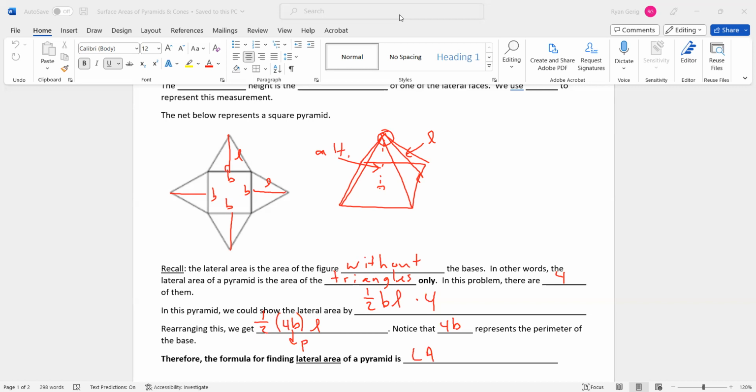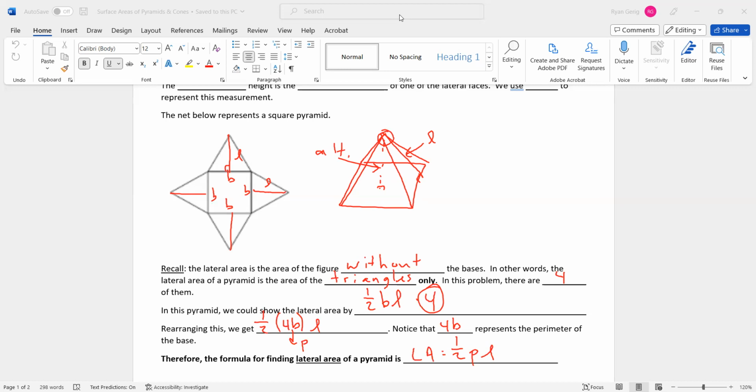The lateral area of a pyramid is 1/2 PL. I don't care if you have a triangular pyramid. Okay, and that number there would then be a 3. I could put 3 with B, and 3 times B would give me the perimeter of the base. Okay, so it's always 1/2 PL.